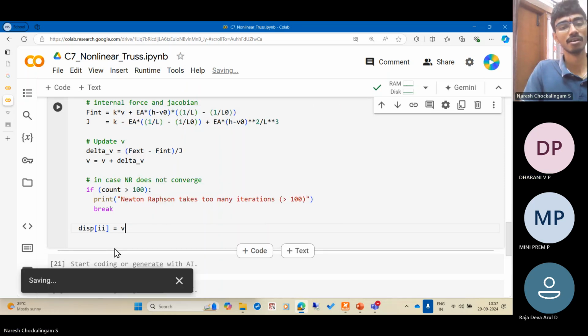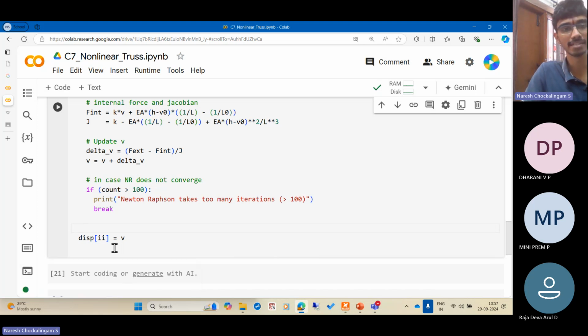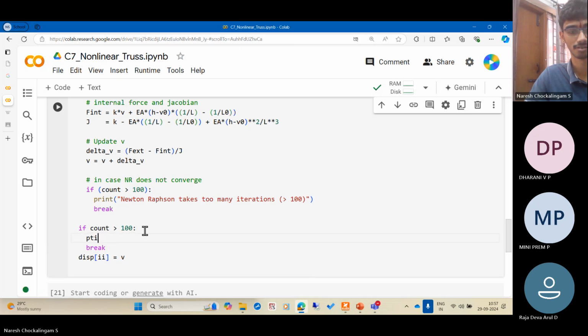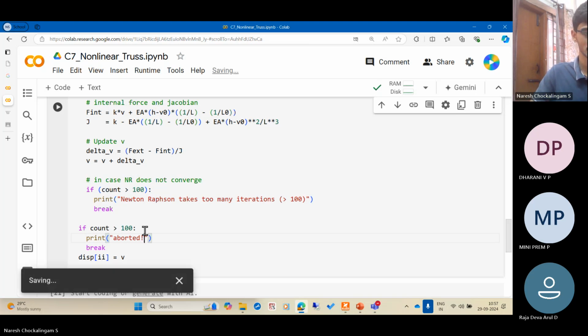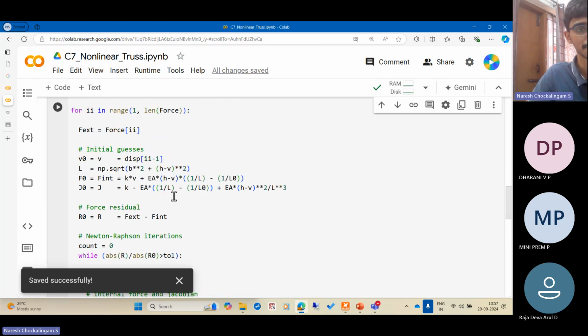Perfect. Now, in case it did not converge, I'll also give an exit here, because if it doesn't converge in the 10th load step, in the 11th, of course, it will not converge. So I'll give another if count greater than 100, I'll break it. And I'll say print aborted. So this will update the displacements. And I think, yeah, that's it.